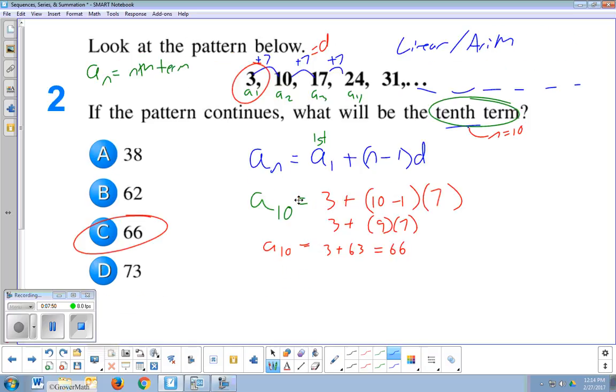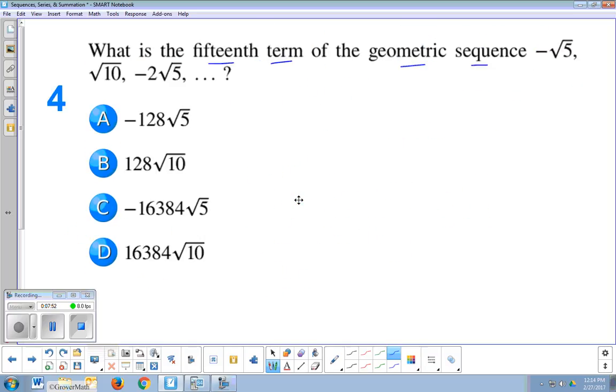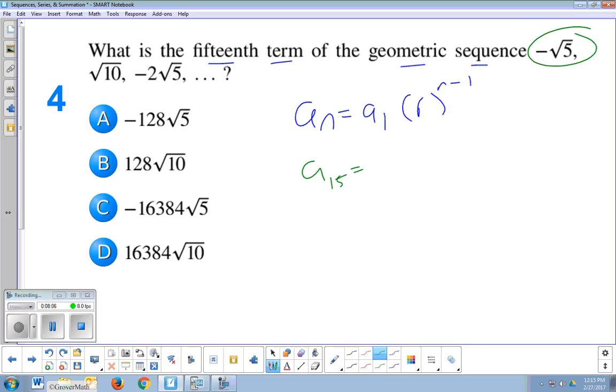So anyways, let me rewrite this explicit formula over here for the geometric. A sub n is a1 times r raised to the n minus 1. And so again, this would be a sub 15. So I need a sub 1, which is just the first term. They tell me we're starting off with negative rad 5. And then I need r.